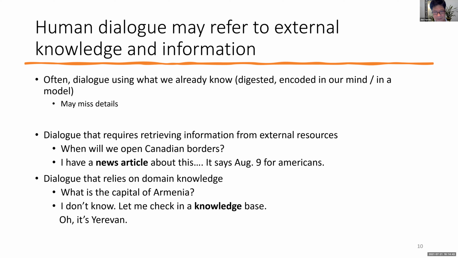And in the same way, when you ask for information about the capital of Armenia, you may not know that, you don't have that in your mind. And you want to check in some knowledge base, and then you can find the answer. This is the capital of Armenia. So those are two examples where you will need to check in the document or in a knowledge base to construct your response. And grounded dialogue tries to mimic this process, to rely on some external resources to construct your response.